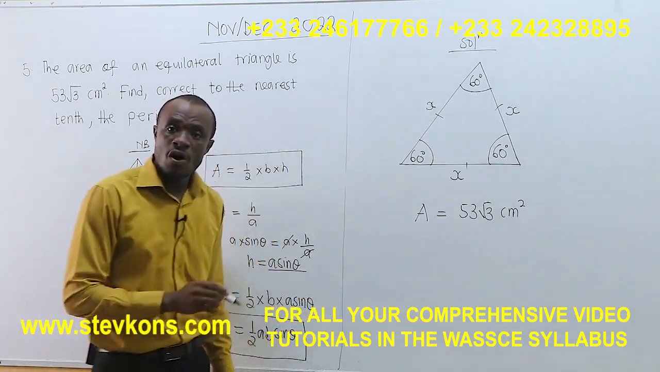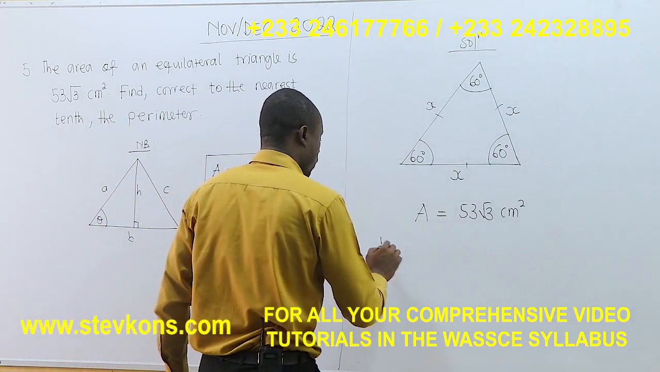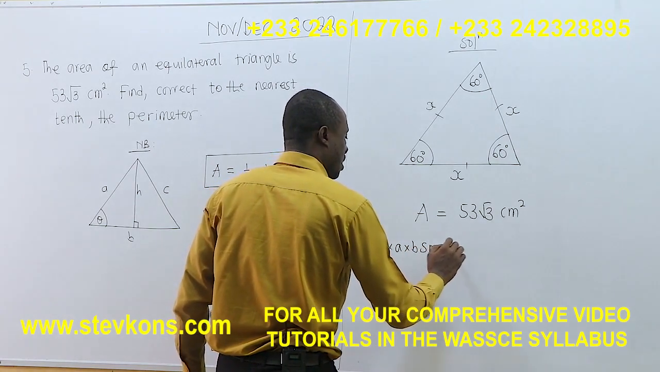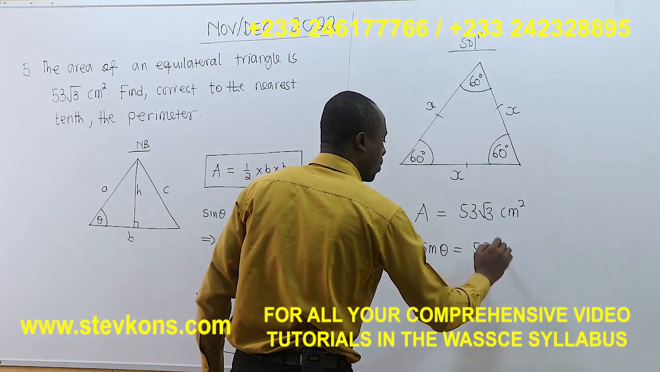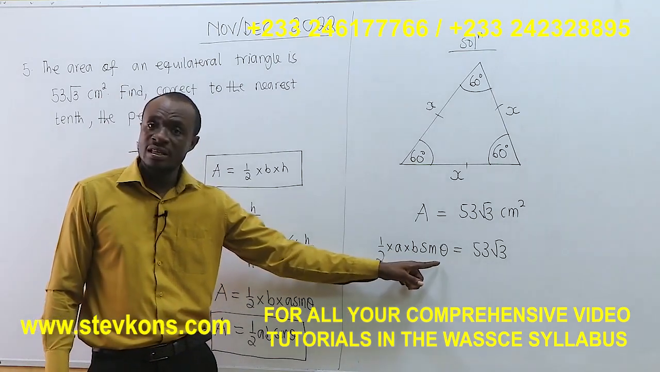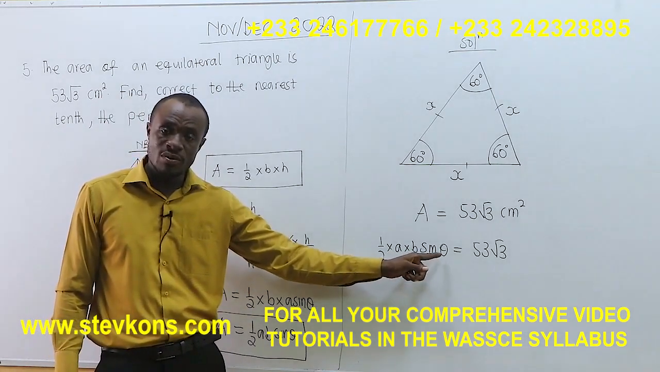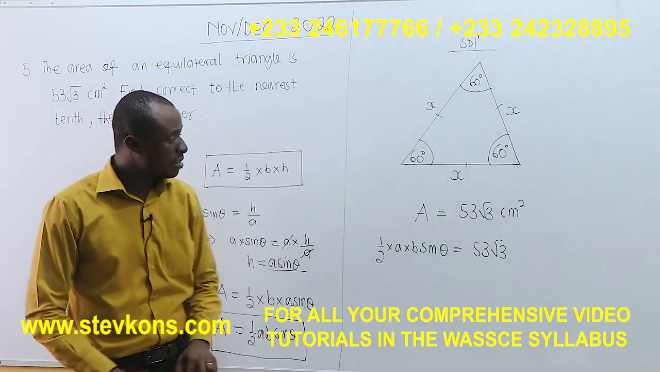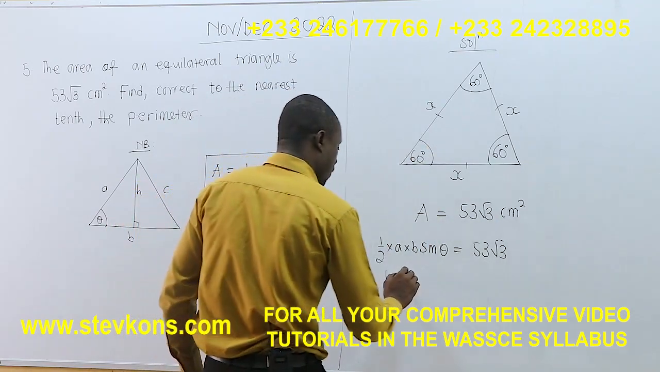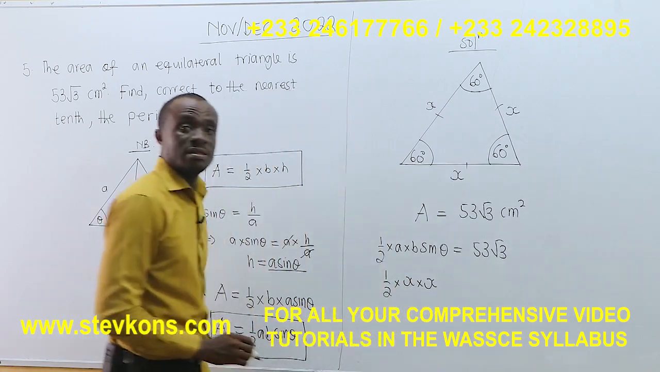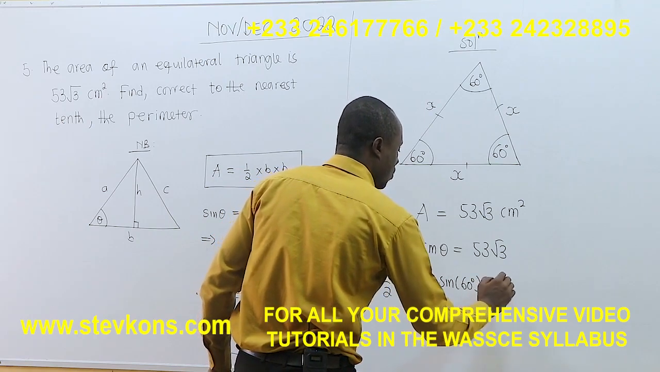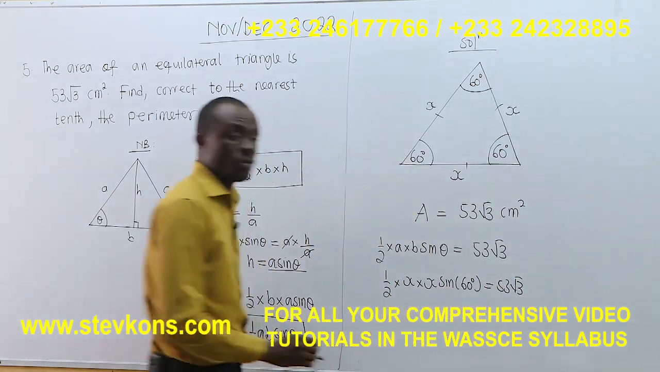Now, area of a triangle is given by half times A times B sine the angle, and this is equal to 53√3. Area of a triangle, if you don't know the height, it's half AB sine theta, where theta is the angle between the two sides. So in this case we have half. Now in this case all the sides are the same, so you have X times X sine of the angle. What's the angle? Sine 60, equal to 53√3. So from here we'll be able to get our X.